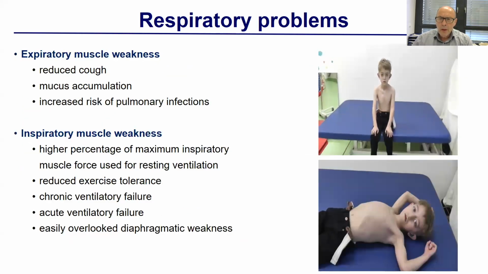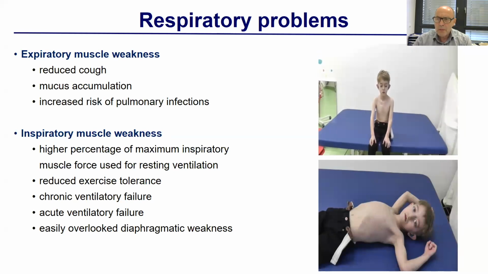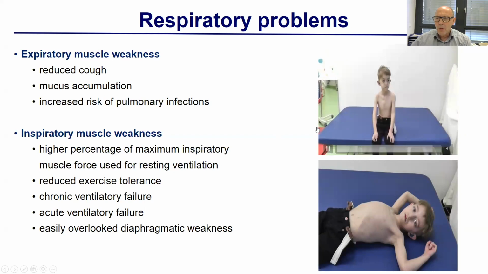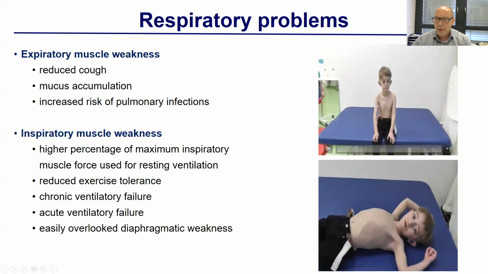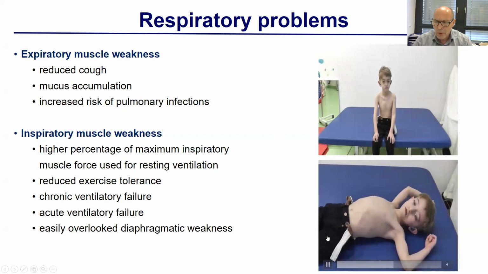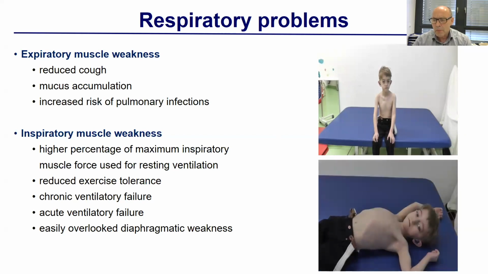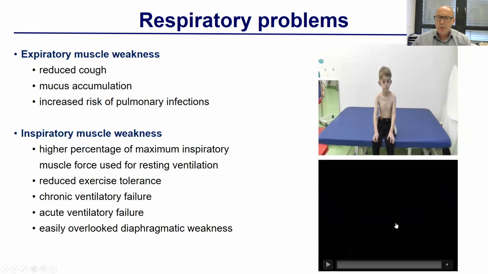So going on, a real big problem in our children is respiratory muscle weakness. Many of these patients have it. And what you see in the upper video, this is a boy in a sitting position, and ventilation seems to be normal. And if you look at the child when he's in the supine position, then you see that the breathing is much more difficult for him. And so this is a sign for diaphragmatic muscle weakness. And this is something that is frequent in children with IOPD, and that is something that is easily overlooked.